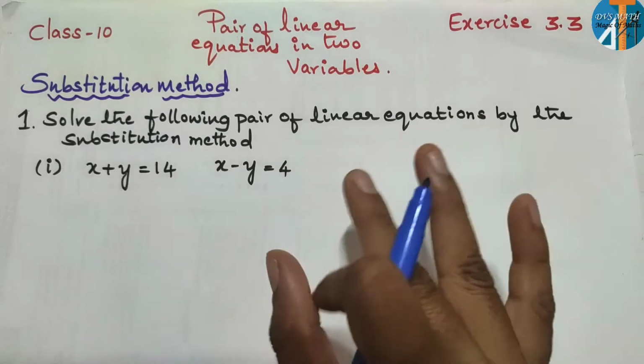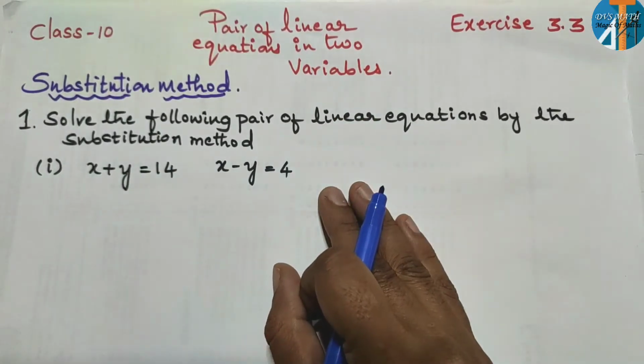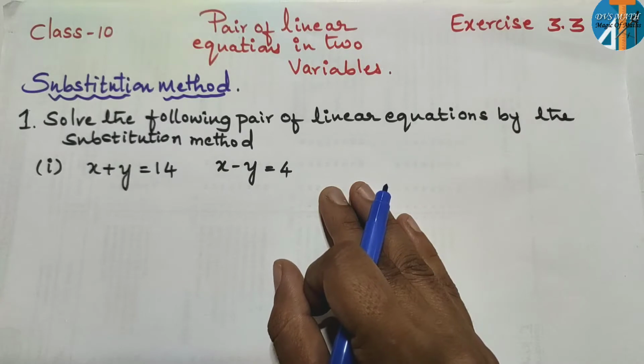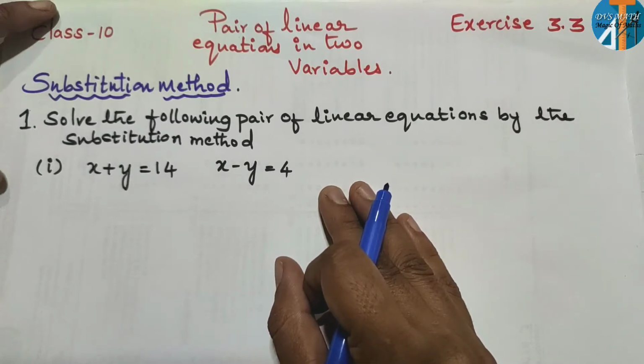We have three types of algebraic method. Number one is the substitution method, then the elimination method, and the cross multiplication method. We are going to discuss all three methods one by one. So today in this session we are starting with the first algebraic method, that is the substitution method.